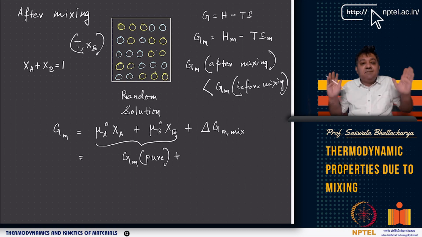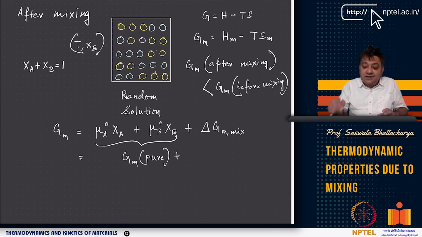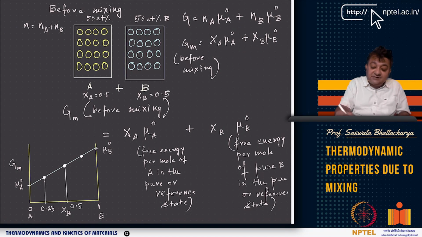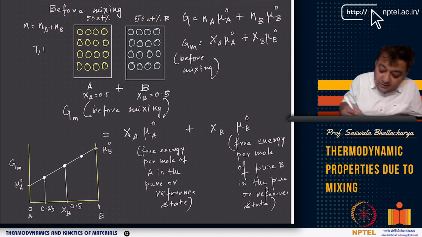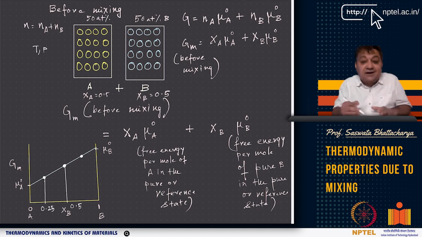You have a partition, but you haven't removed the partitions to allow them to mix. You have a total system, okay, containing two subsystems. One subsystem contains A, okay, like this picture. One subsystem contains A, the other subsystem contains B. That's at the same temperature and pressure, okay. And the way the subsystems are added is like you have added 50 atomic percent of A and 50 atomic percent of B, but the partition is still impermeable. That is, it is not allowing A and B to mix, okay.